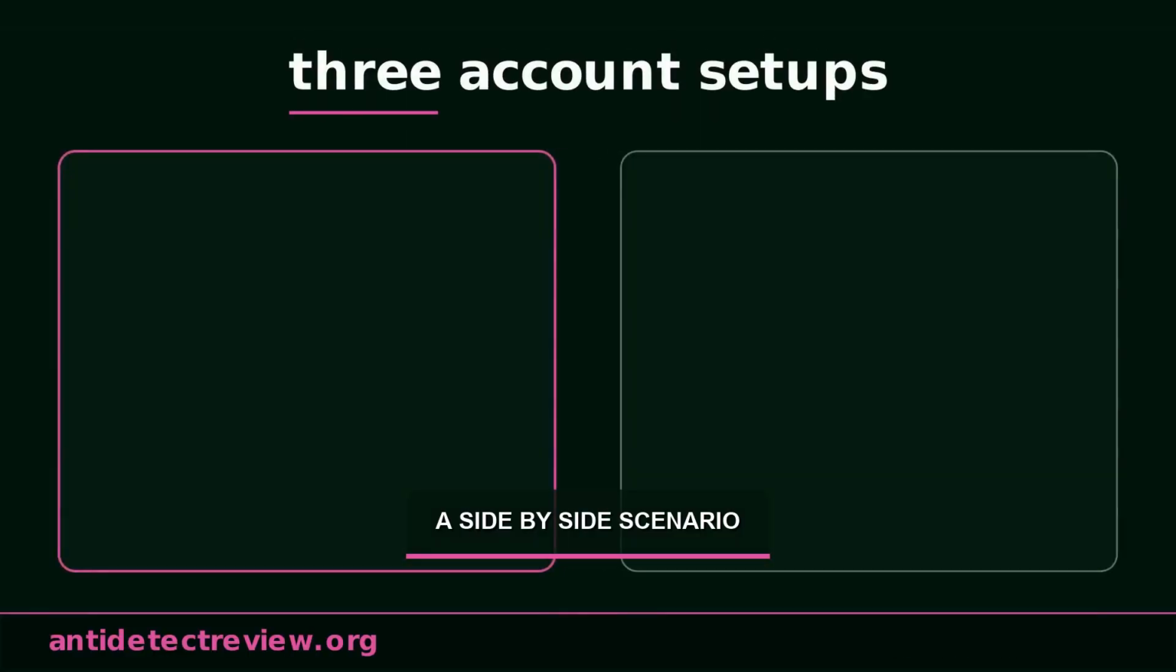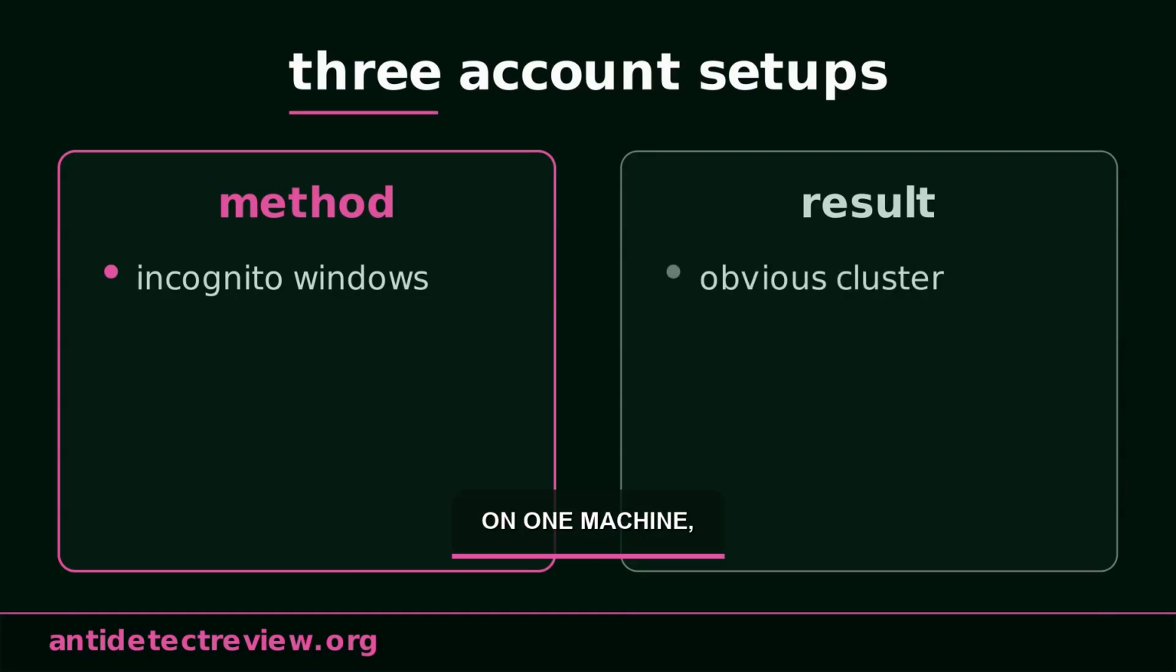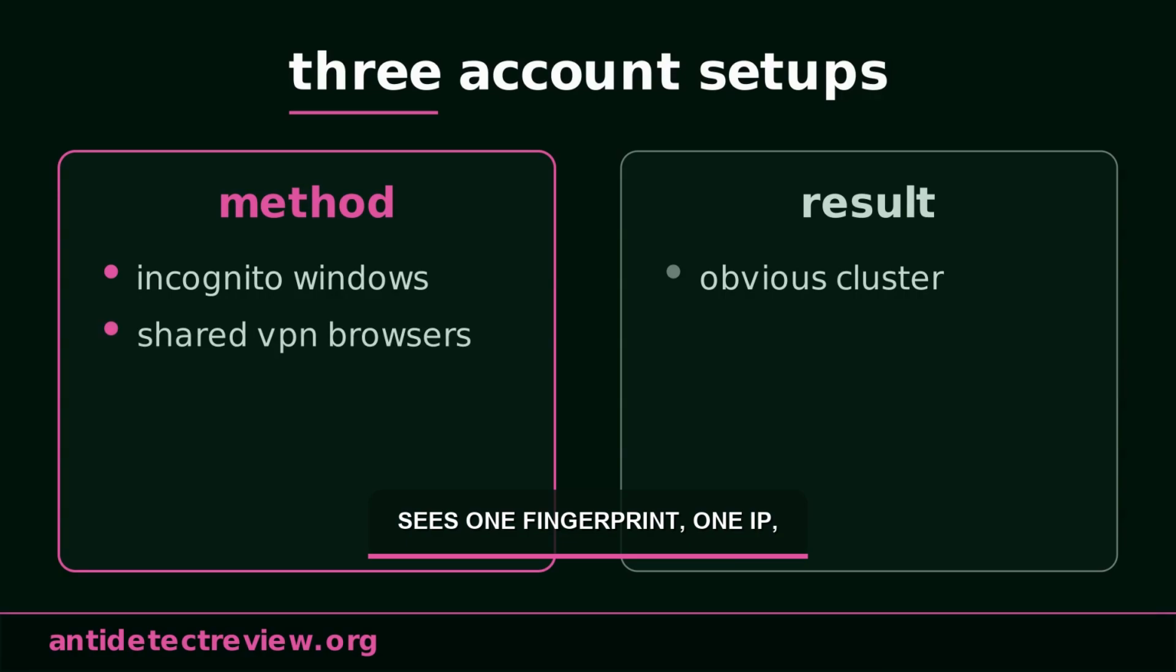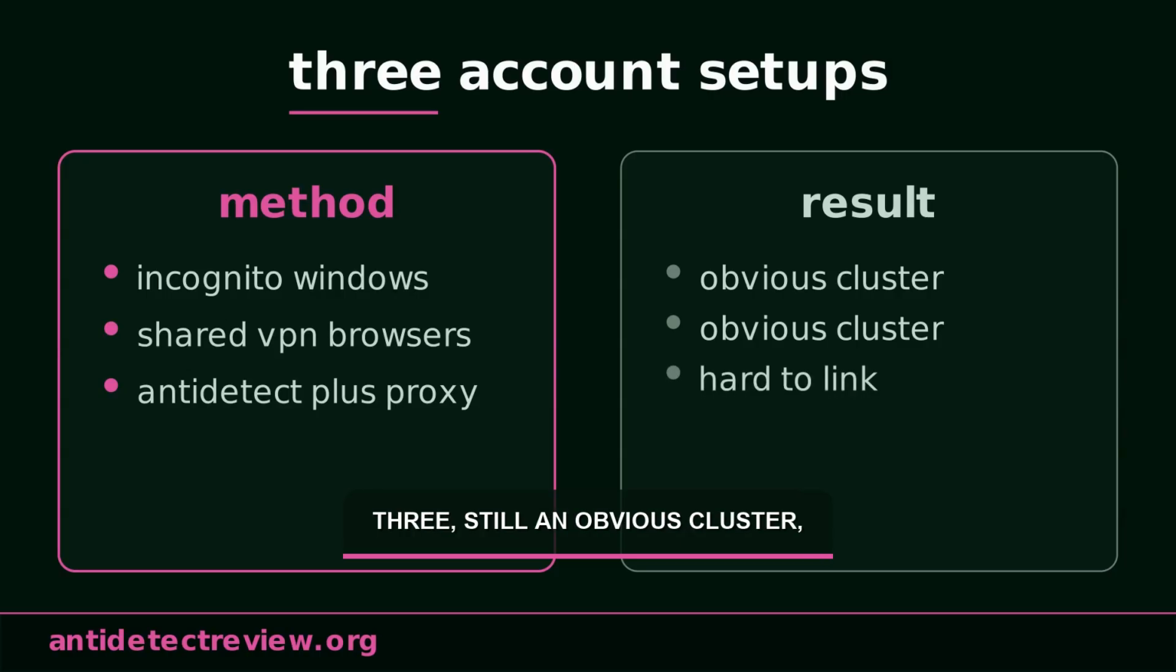A side-by-side scenario. Picture 3 accounts open 3 different ways. First, 3 incognito windows on one machine, one home IP. A site sees one fingerprint, one IP, 3 accounts, an obvious cluster. Second, 3 normal browser windows behind one shared VPN IP. The IP has changed, but the fingerprint is still identical across all 3, still an obvious cluster, just wearing a different address.